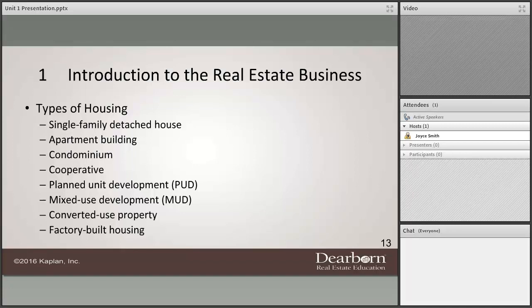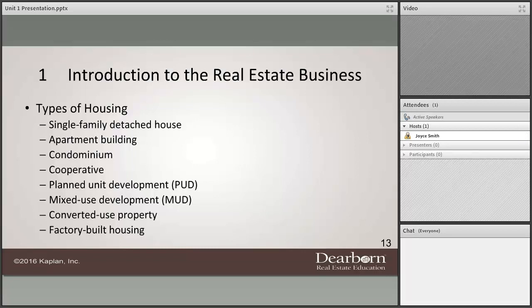Co-ops, a cooperative, we don't have them in the same market, but they are much like condominiums, except you don't actually own the piece of real estate like you do a condo. In a co-op, you own a stock certificate. You are part of an investment group that owns the entire building, and then you have a certificate and basically a long-term lease that lets you live in the unit that you're in.